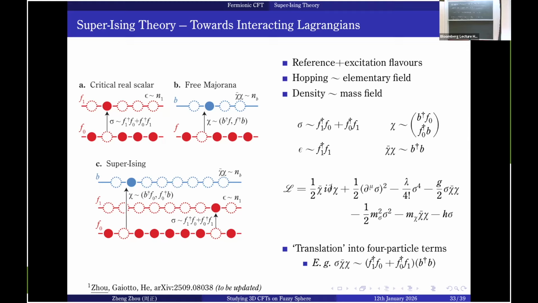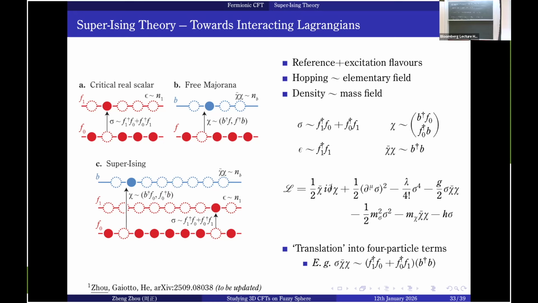So we can stack these two setups together. We come up with three flavors, one bosonic and two fermionic. And we set the hoppings to correspond to sigma and chi respectively, and the density to be chi bar chi and epsilon.